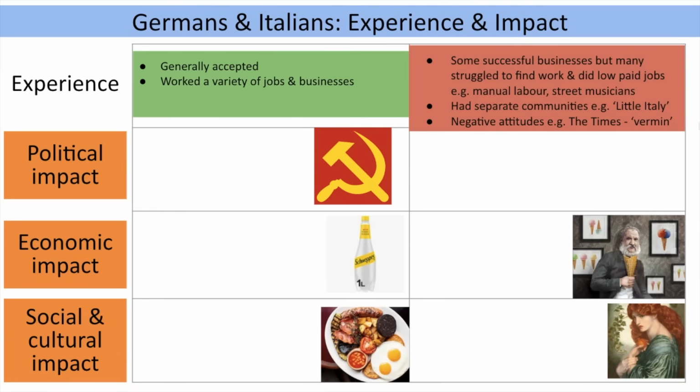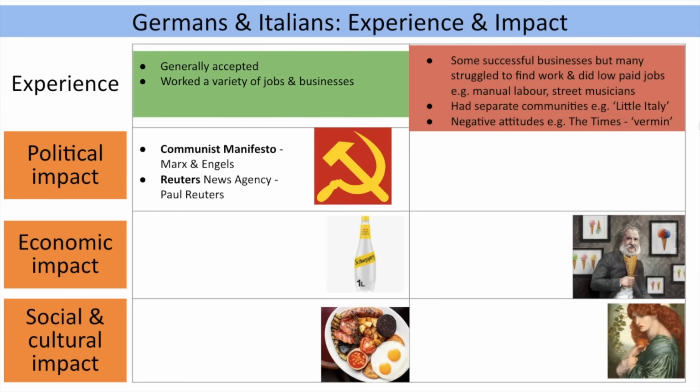And again, there's examples of strongly negative attitudes towards them, where they're seen as a burden and seen as spreading disease and taking jobs. So the Times newspaper, for example, in one article referred to Italian migrants as vermin, so really showing that negative attitude at the time. In terms of impact, there are some quite major impacts from both groups. Your key political impact for German migration is the writing of the Communist Manifesto by Karl Marx, which we already mentioned. Another example would be the formation of the Reuters news agency by the German migrant Paul Reuters.